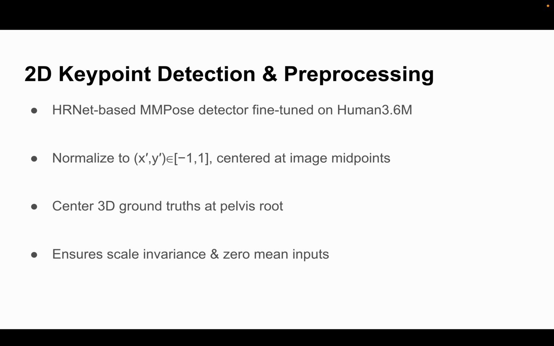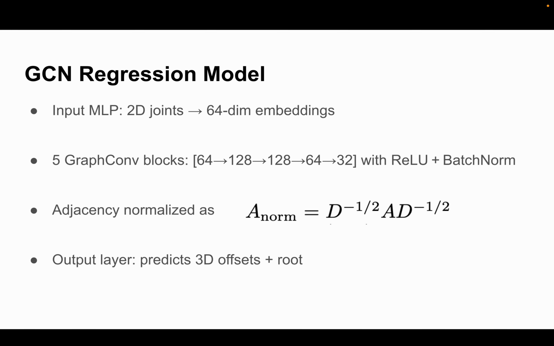In the first stage, we use 2D key point detection and pre-processing, which uses a HRNet-based pose detector fine-tuned on Human3.6M, normalizing the input to [-1, 1], centered at image midpoints. We also center the 3D ground truth at the pelvis root. And this ensures the scale invariance and zero mean inputs.